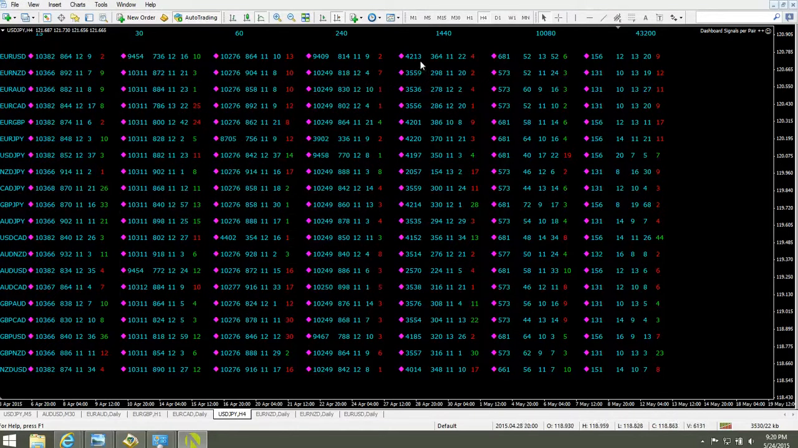The second number here, the 364, that's how many signals you had on the MAC indicator in 4,200 bars. You get 364 signals. You had 11.